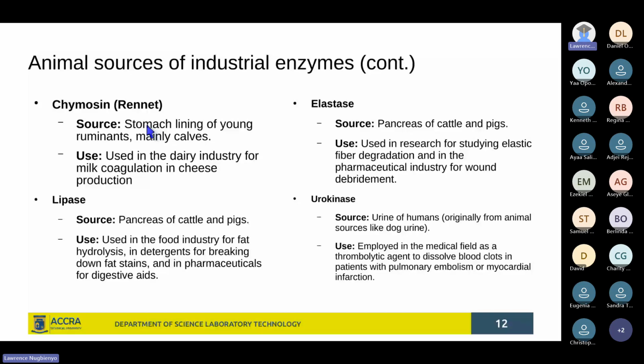So you have elastase, lipase, urokinase, all of these. Something like urokinase, originally in a crude form, was gotten from dog urine, because look at the name, urokinase. It's in urine. Of course, now you can just produce this industrially and then make it available in bottles. People will buy and make use of it. All right.